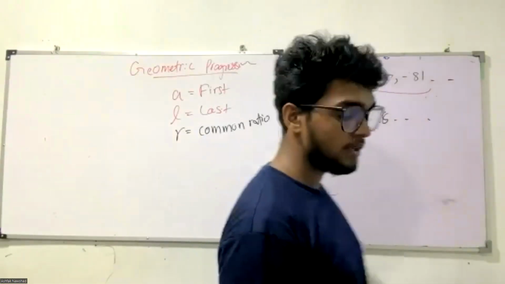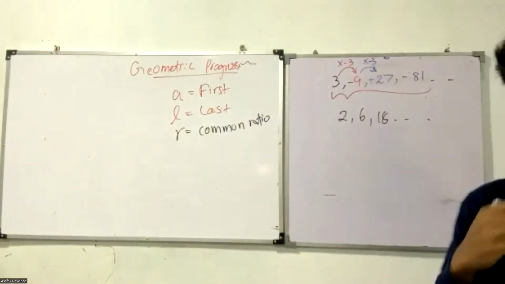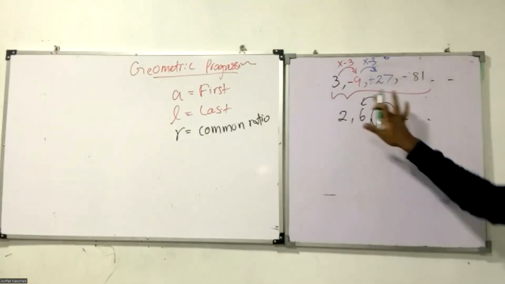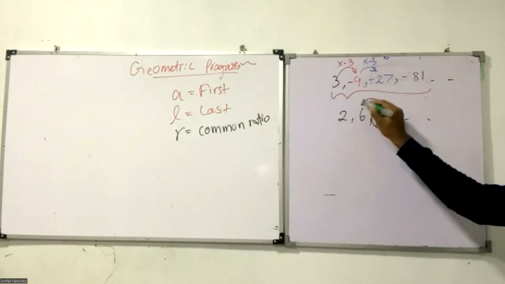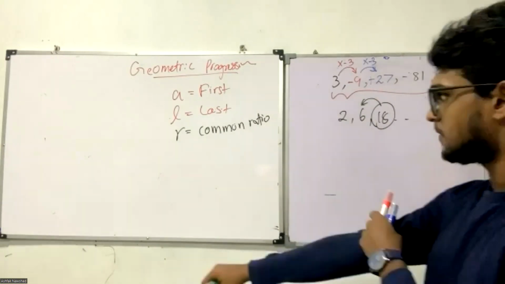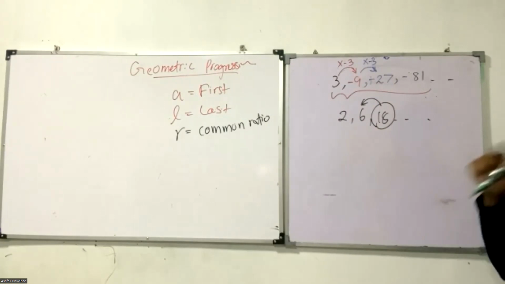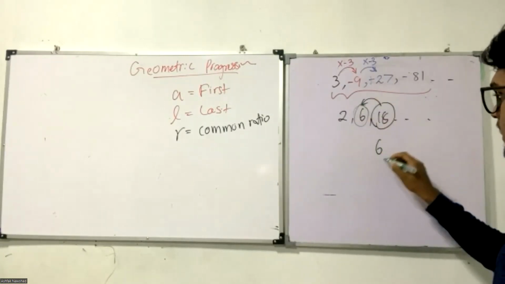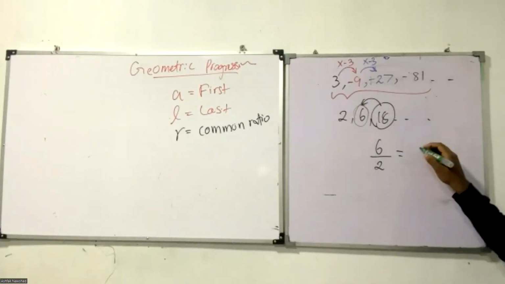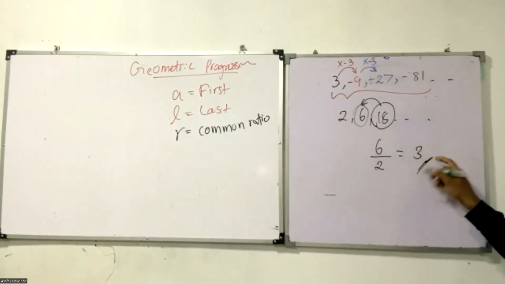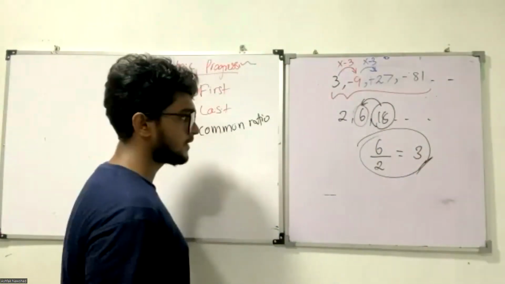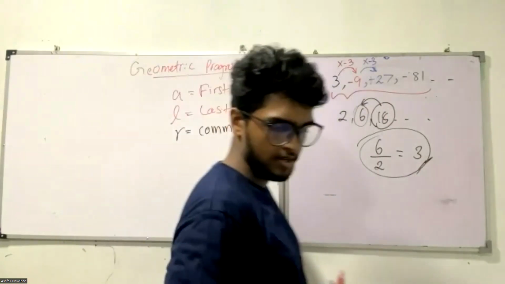Like we found common differences. How did we find common difference? We chose a term and subtracted the previous term. Likewise, we can choose a term and divide by the previous term to find common ratios. That's mentioned in your tut as well. See this example? I'll choose 6 and divide it by the previous term 2. 6 divided by 2. How many 2s are there in 6? 3. So the common ratio is 3.